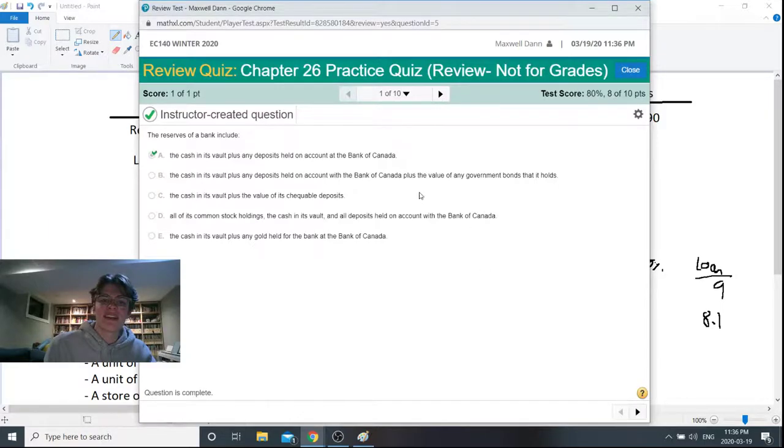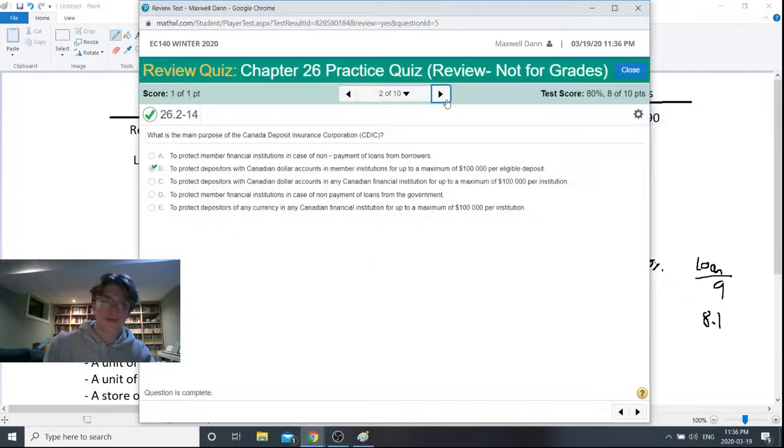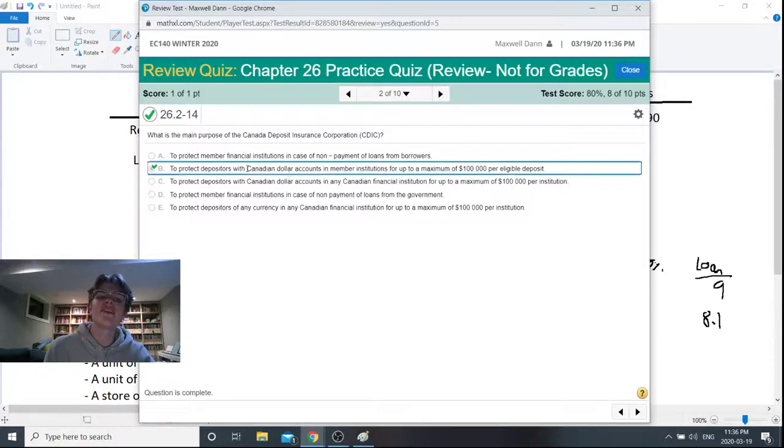So that is question 1 there. What is the main purpose of the Canadian Deposit Insurance Corporation? Quite simply, any money that you've put in a bank under 100K, they're going to insure for you. You're going to keep that money. What's important is that they are Canadian dollars, and these are in member institutions. It's not just any bank, right? If you give your friend $100,000, they may be a bank, but they aren't a member of the CDIC, so you're not eligible. And that's for anything under $100,000.